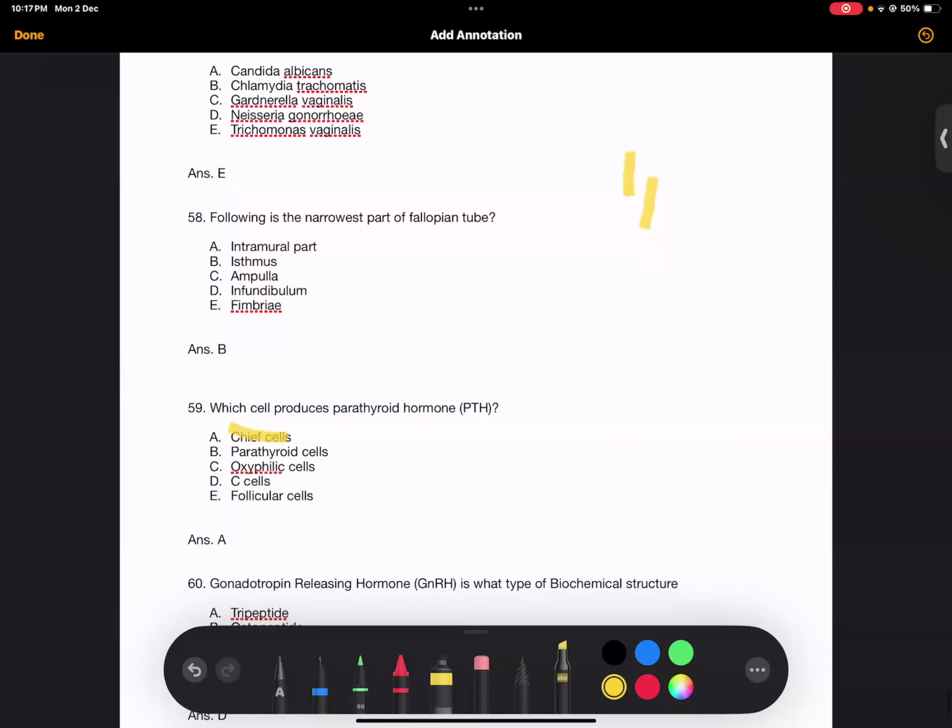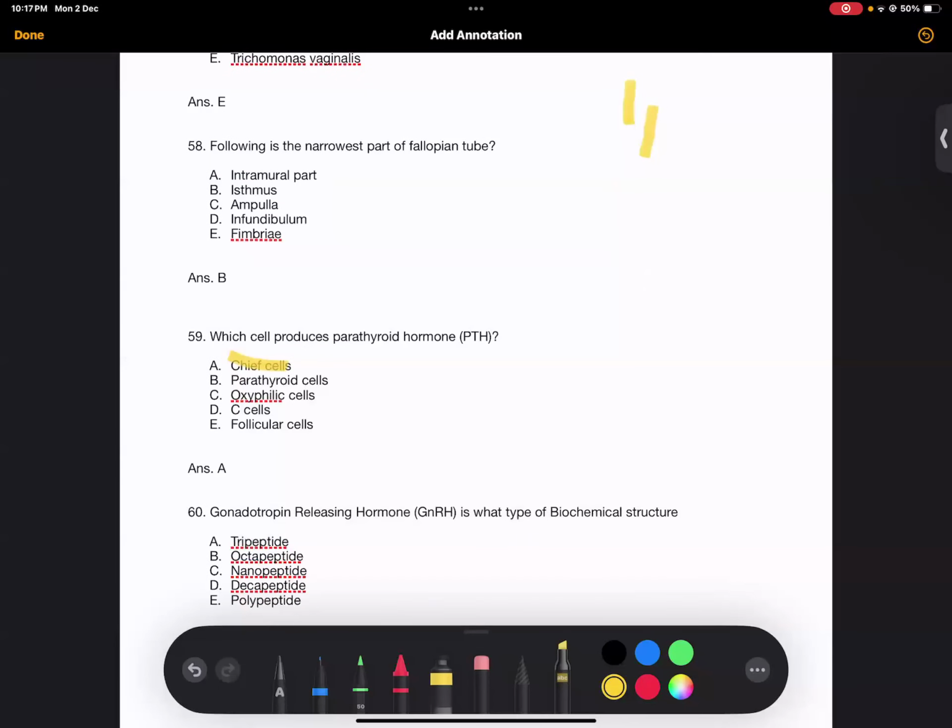GnRH is what type of biochemical structure? This is an important one again. These structures are also important for these hormones, and we have discussed polypeptides in our endocrinology. You have to remember which are proteins, which are polypeptides, which are steroids. These kinds of things are important. GnRH is a decapeptide. This is very important. It's coming in 2-3 exams as well.